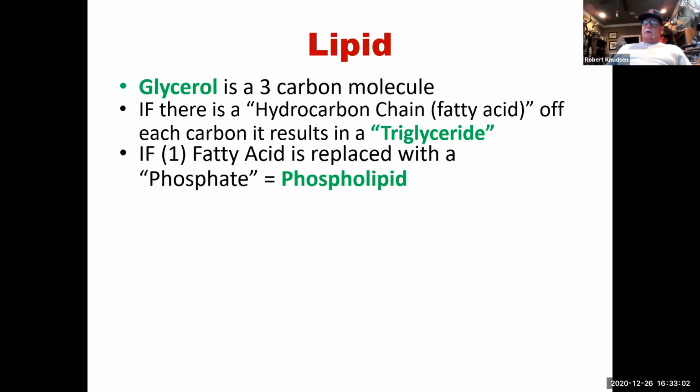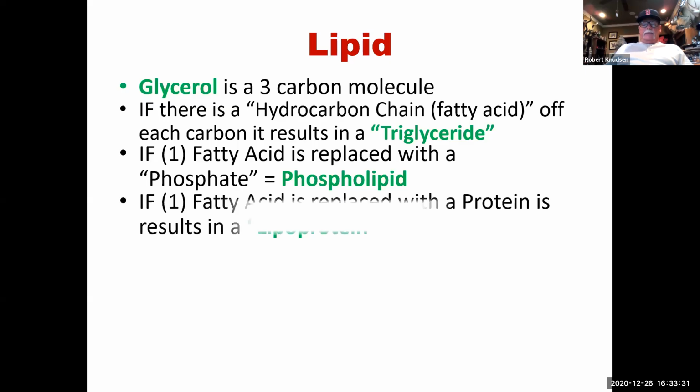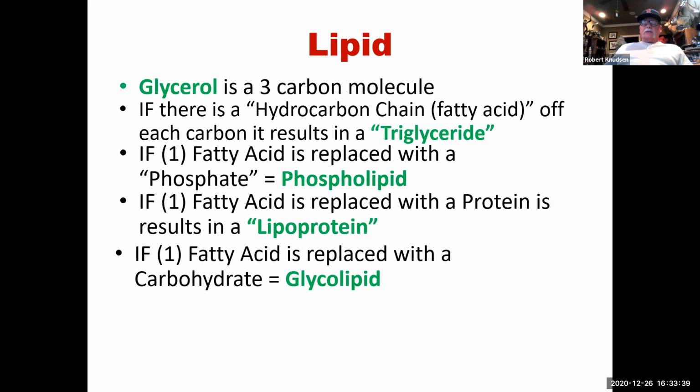I'm making a big deal out of this phospholipid because our plasma membrane, the cell membrane, not the cell wall, is made out of phospholipid. Not the only thing it's made out of, but that's its major source. So take away this, put a phosphate on it, and now you have a phospholipid. If one of the fatty acids is replaced with a protein, it's a lipoprotein. If the fatty acid is replaced with a carbohydrate, it's called a glycolipid.